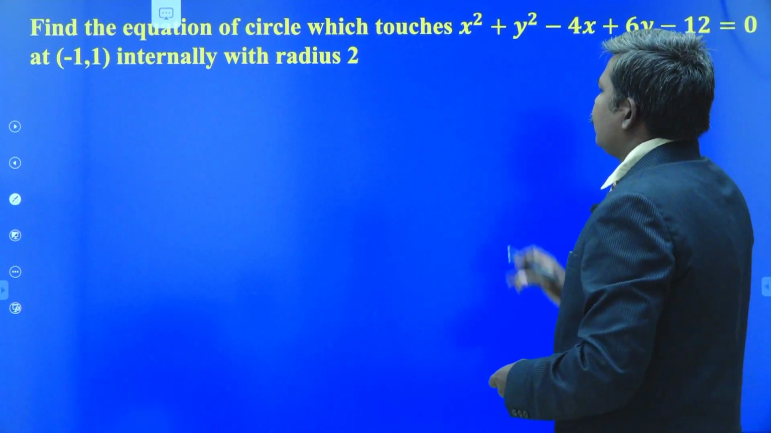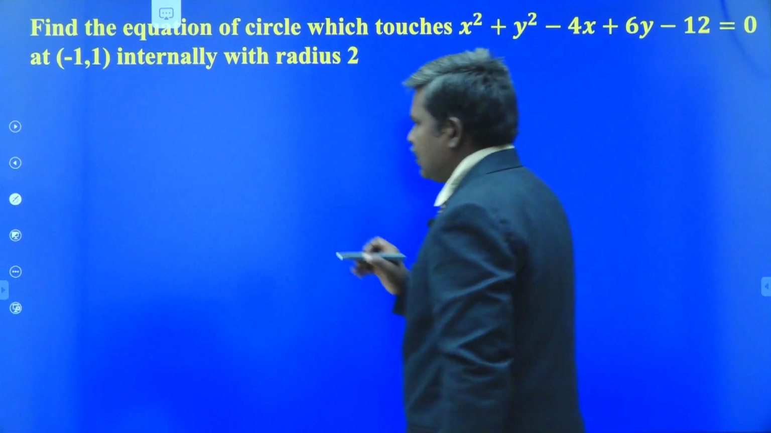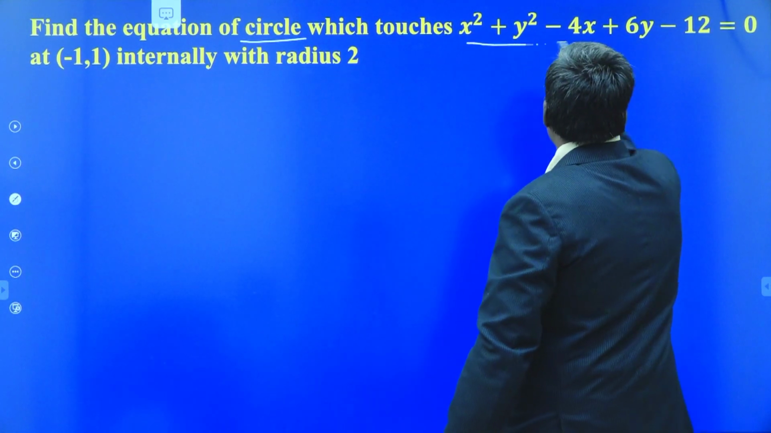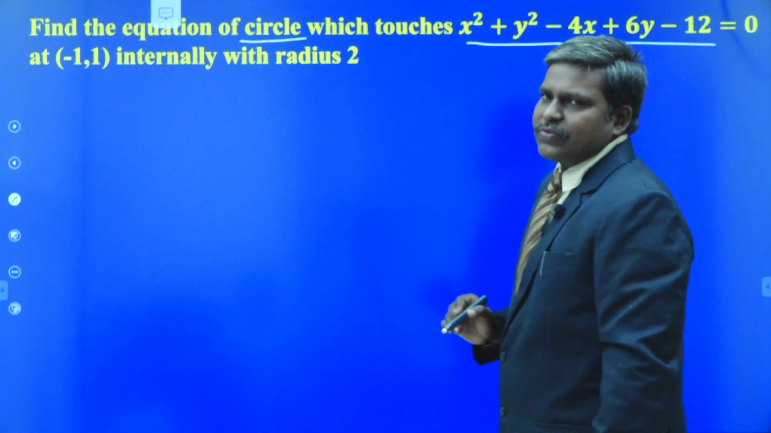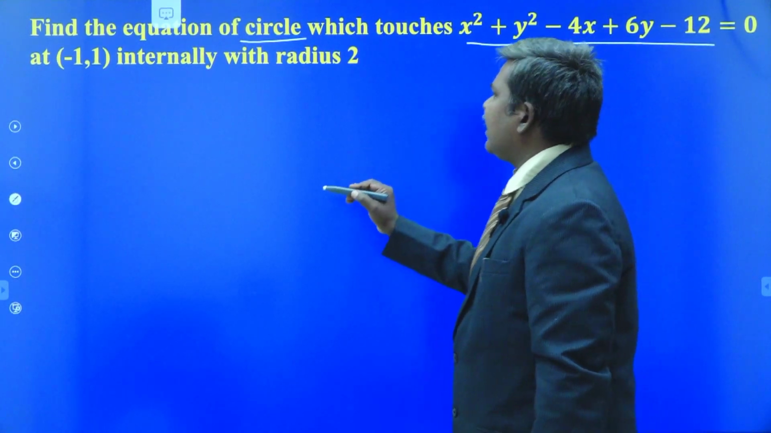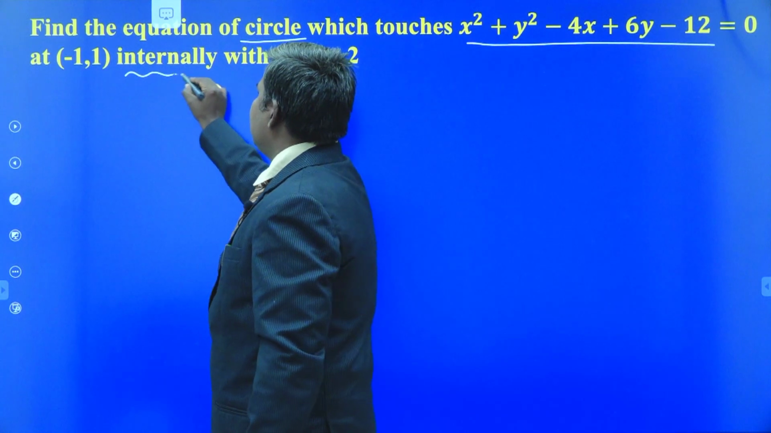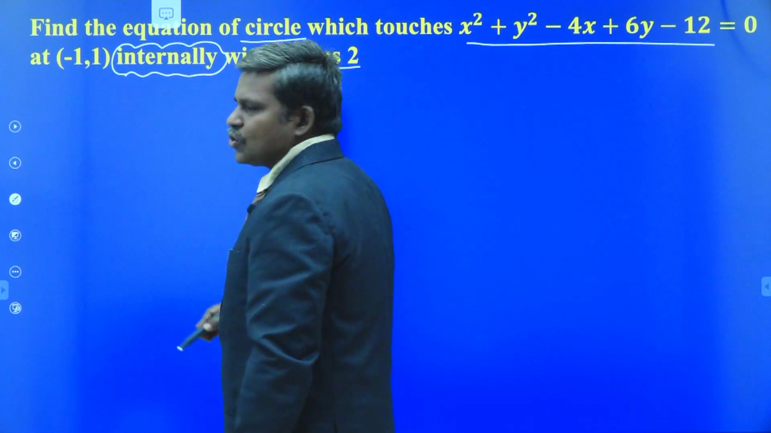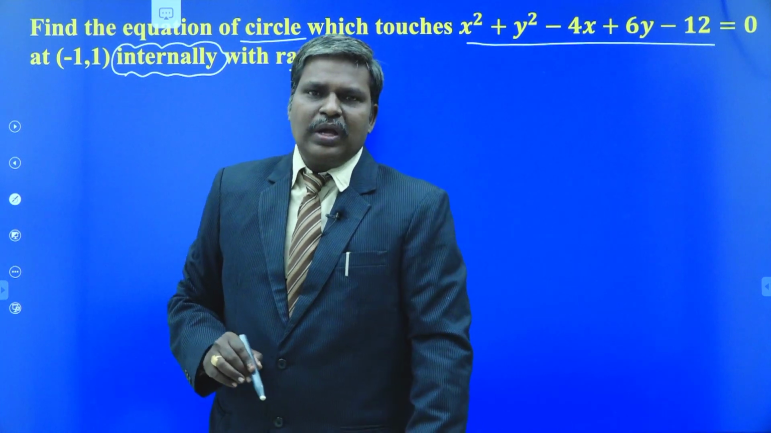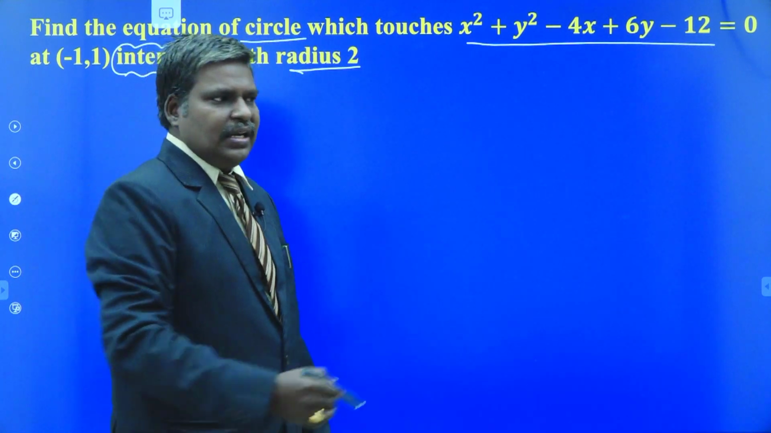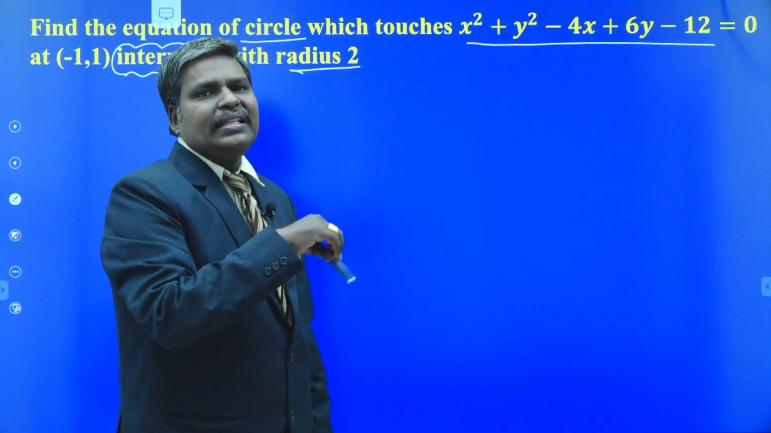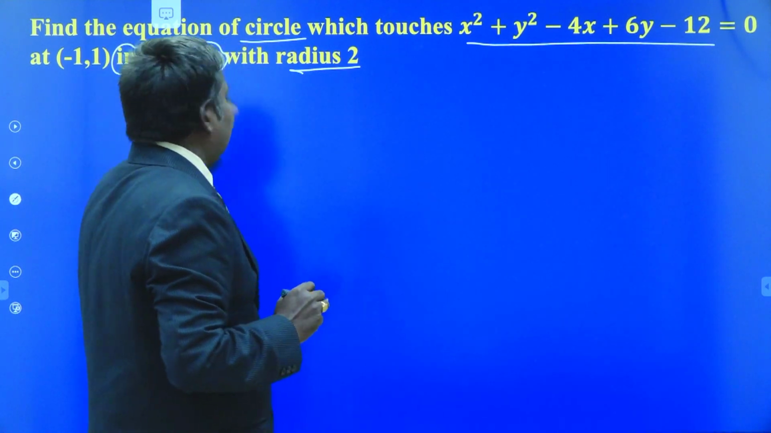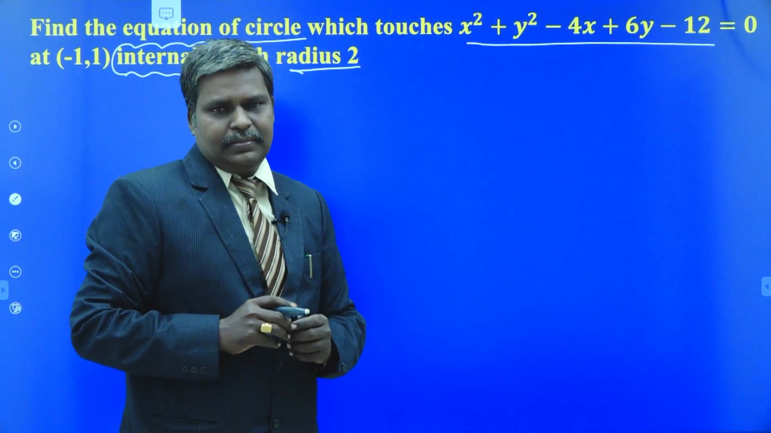See this one. Find the equation of circle. Here also you are going to find the equation of circle which touches this circle at (minus 1, 1) internally. In the previous problem it was external. Here we have internally, with what radius? 2 units. We have to find the equation of circle that touches internally the given circle, of radius 2 units, at that point, that is (minus 1, 1).